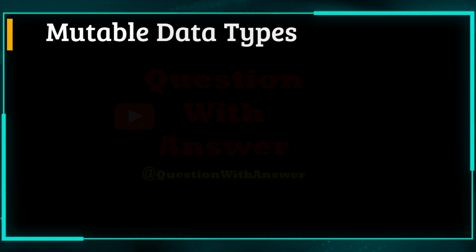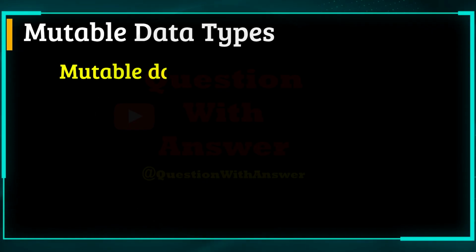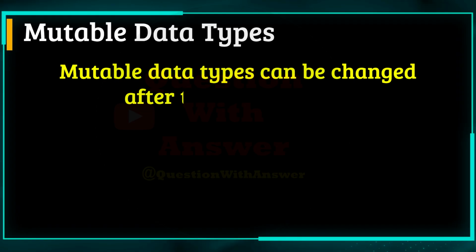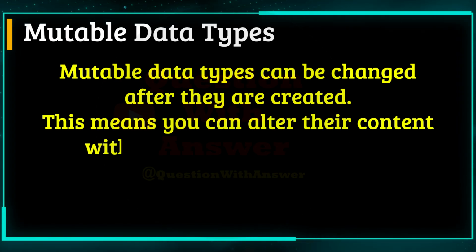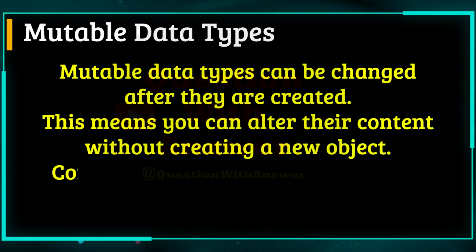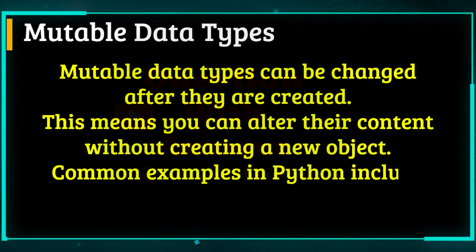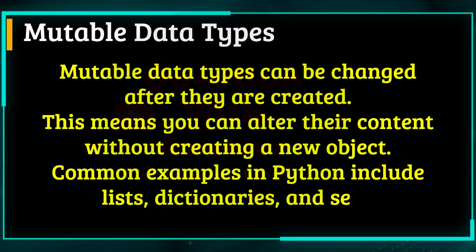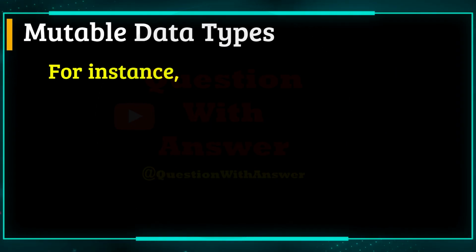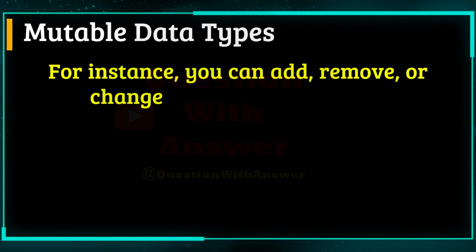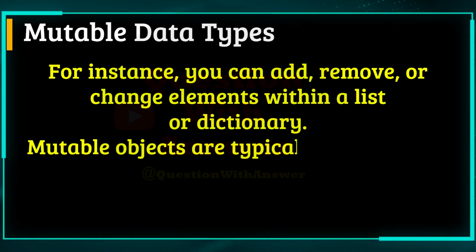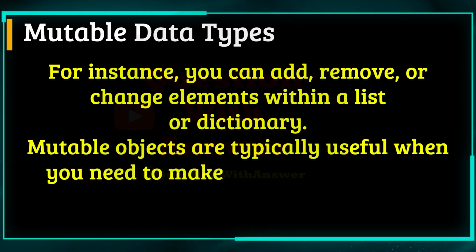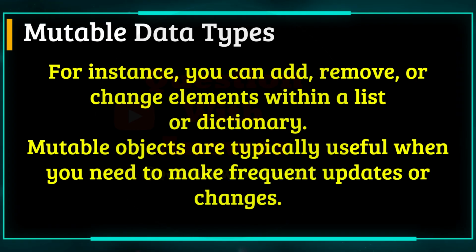Mutable data types. Mutable data types can be changed after they are created. This means you can alter their content without creating a new object. Common examples in Python include lists, dictionaries, and sets. For instance, you can add, remove, or change elements within a list or dictionary. Mutable objects are typically useful when you need to make frequent updates or changes.